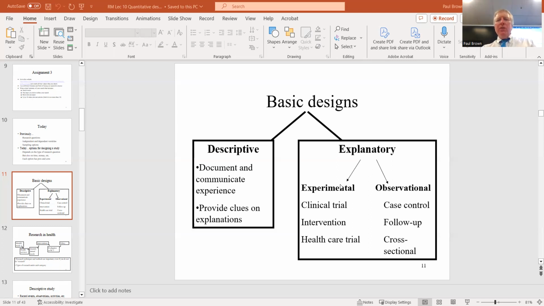The difference in this case is that experimental means that you're manipulating something, and observational means you're not manipulating it. So a randomized controlled trial is an experimental type of trial, because you're giving one group one thing and another group something else. But an observational one is where you're not manipulating it, you're just observing who gets what.